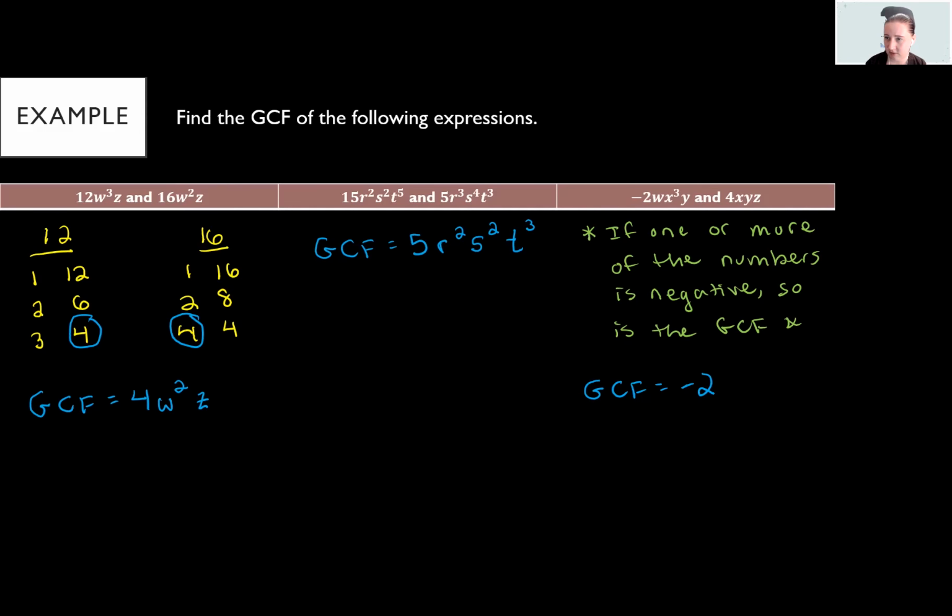Then we go with X. I've got an X cubed and an X. So just a regular X is smaller than an X cubed, so that's going to be in my GCF. Then I've got Y. I've got a Y in both of these, so that's in common. And then a Z. There's a Z in the second expression, but not in the first. So that's not in common, so it's not going to be part of the greatest common factor. So your greatest common factor is -2xy.